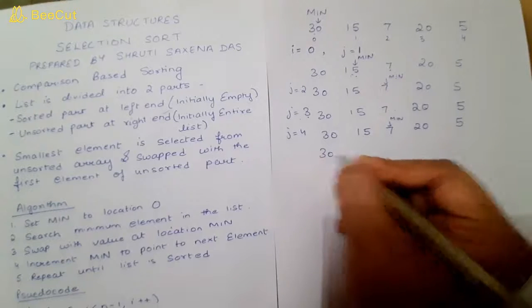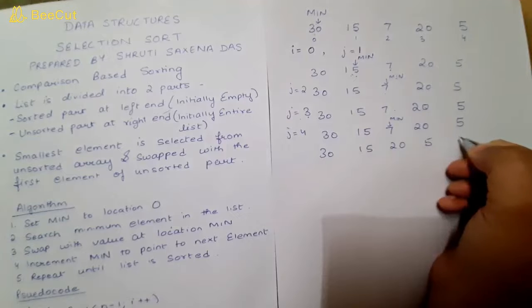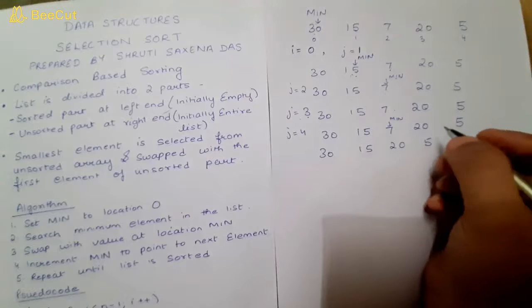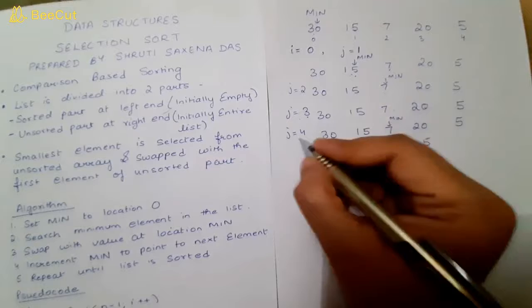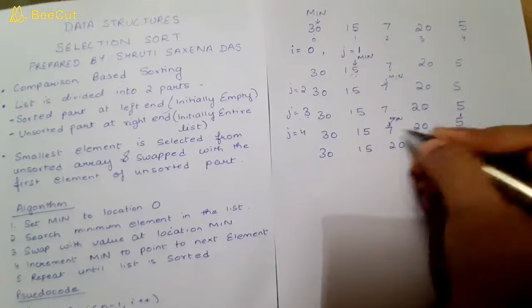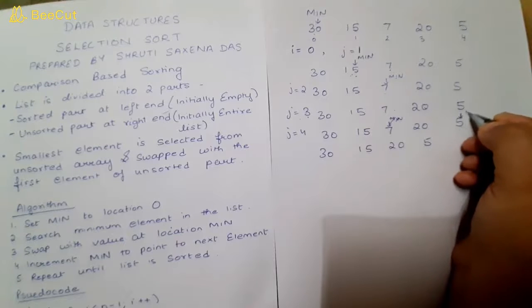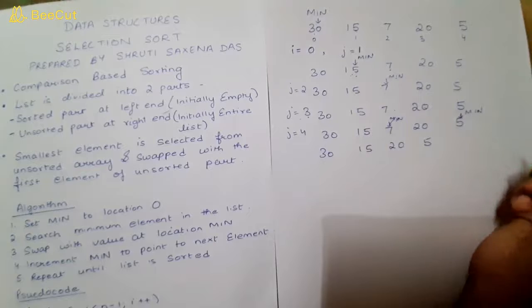So finally, for j equals 4, we will compare a of min with a of j, and simply min will be 5.